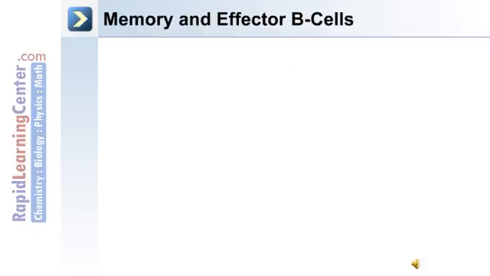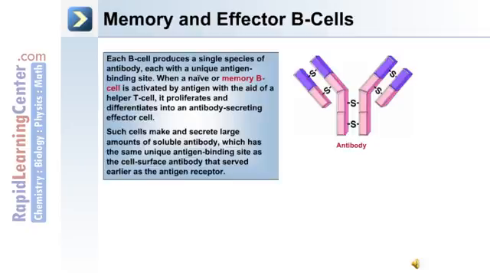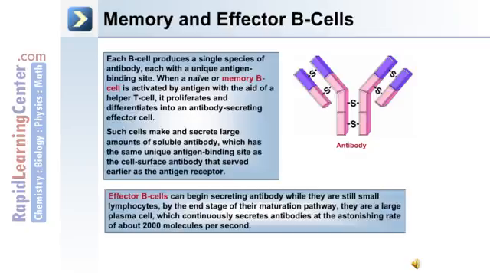Memory and effector B cells. Each B cell produces a single species of antibody, each with a unique antigen binding site. And when a naive or memory B cell is activated by antigen with the aid of a helper T cell, it proliferates and differentiates into an antibody-secreting effector cell. Such cells make large amounts of soluble antibody which has the same unique antigen binding site as the cell surface antibody receptor that served earlier as the antigen receptor.